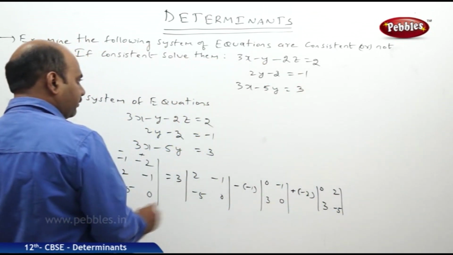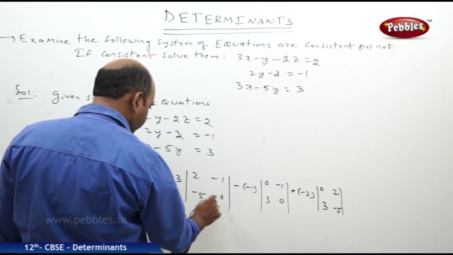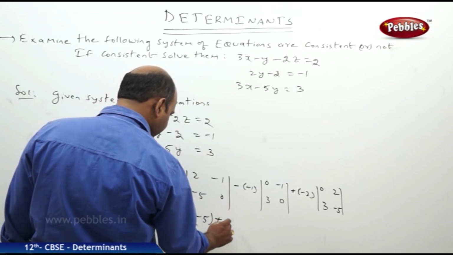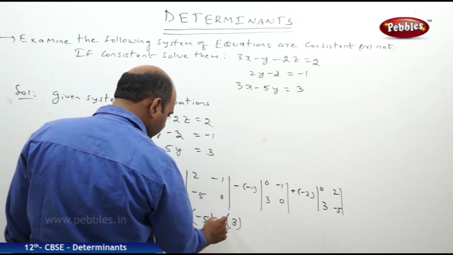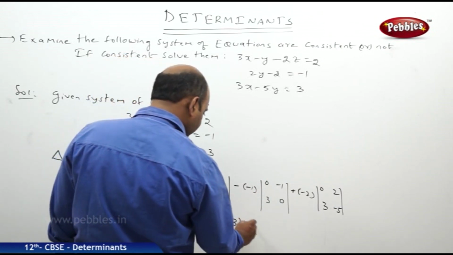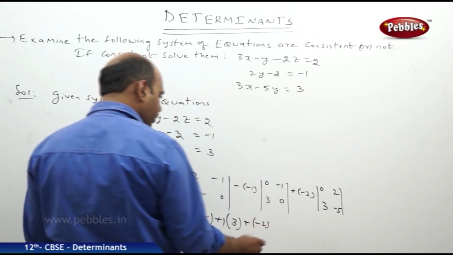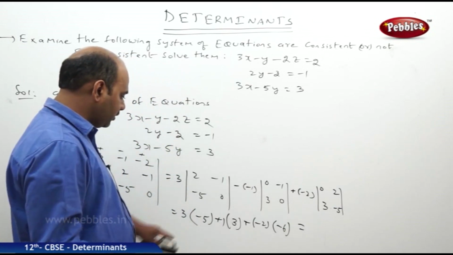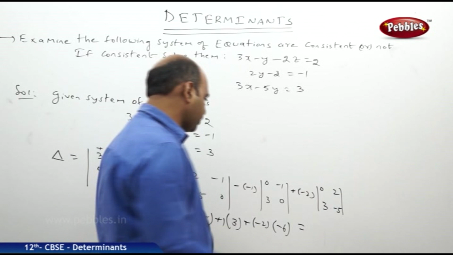So if you observe carefully, what happens? 3 into 2 into 0 is 0, and this becomes minus 5. Minus minus becomes plus, and here 1 into 0 plus 3. And here, minus 2 into 0 into minus 5 is 0, and here what happens? Minus 6. So what happens? 3 into minus 5 is minus 15, plus 3, plus 12.